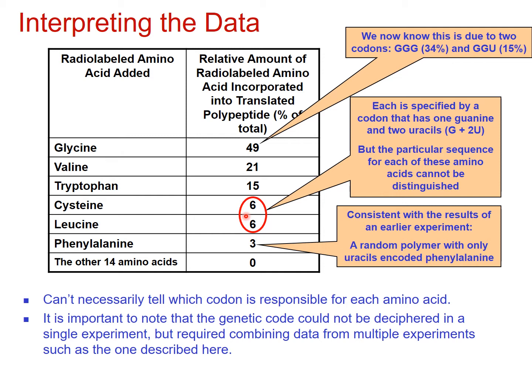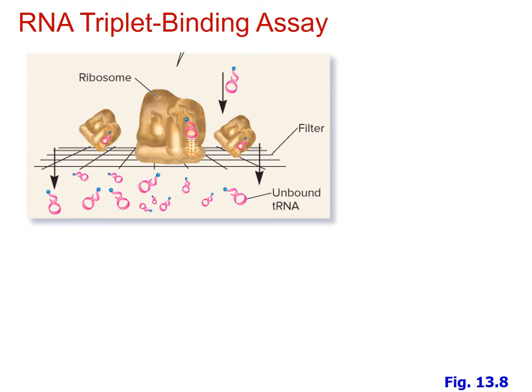If you start thinking about the amount of work that went into this, it's astronomical, especially by today's standards. But you had to combine work from multiple experiments to figure this out. Now, one of the next experiments they'll talk about helped to really decipher which triplet exactly corresponds to which incorporated amino acid. And that assay is the RNA triplet binding assay.